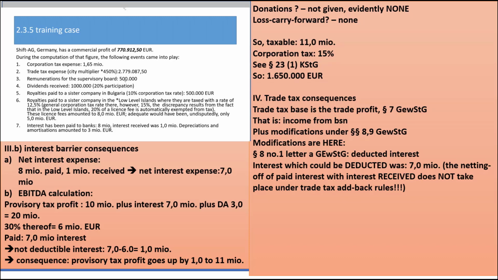And keep in mind that naturally the 1 million interest received was netted off against the interest expense during the computation of the interest barrier, but that netting off does not take place with the Trade Tax Act because there the rule only asks for the deducted interest expense and does not talk about any netting off against interest received. So 7 million come into account.